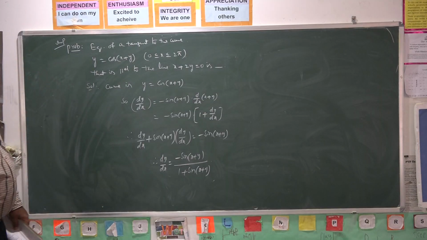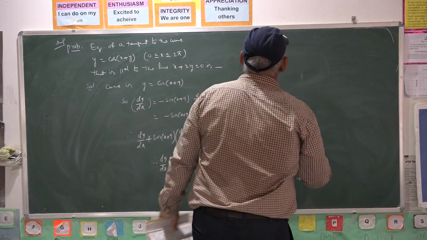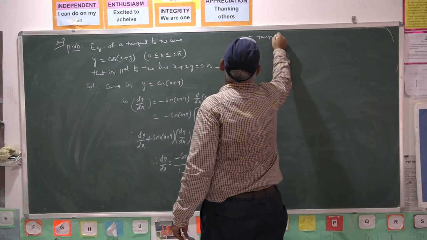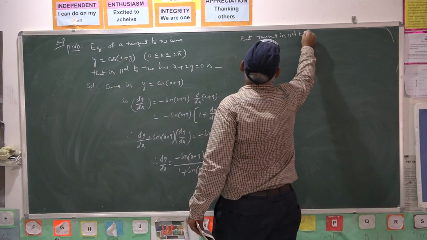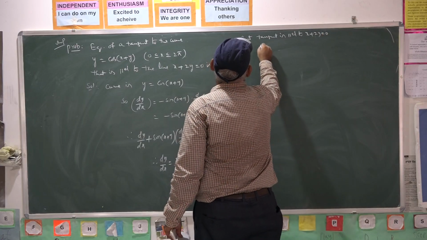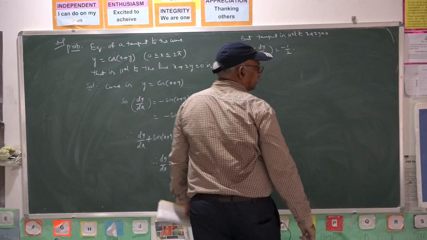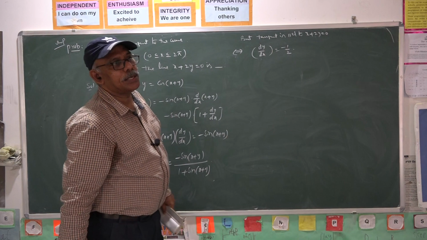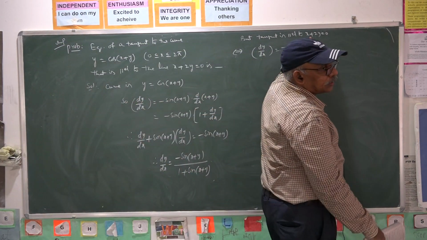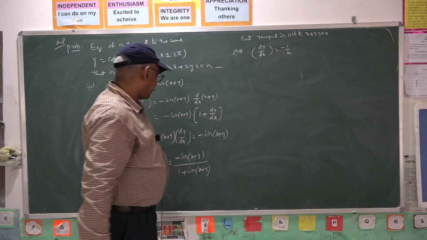This is the slope of the tangent, but the tangent is parallel to x plus 2y equal to 0. That implies dy by dx must be equal to minus 1 by 2. The slope of this line is minus a by b, and minus a by b is minus 1 by 2.